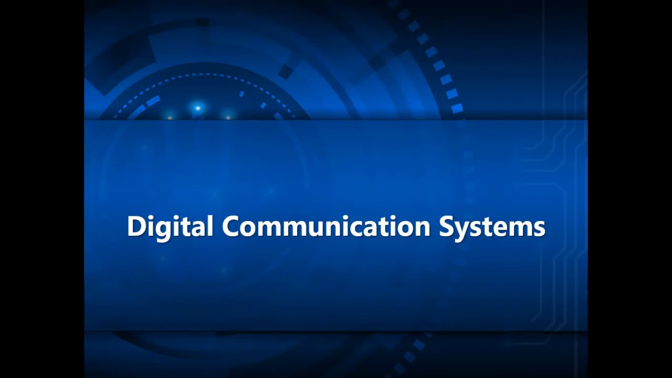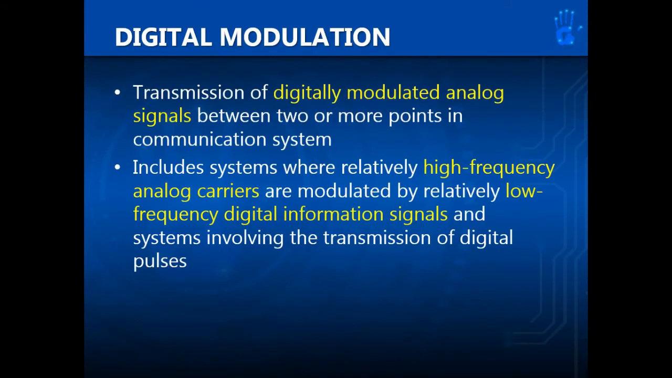Digital communication systems. Digital modulation is the transmission of digitally modulated analog signals between two or more points in the communication system. Take note that the original signal may be analog or digital in nature, but the modulation technique employed is digital. This includes systems where relatively high-frequency analog carriers are modulated by relatively low-frequency digital information signals, and systems involving the transmission of digital pulses.